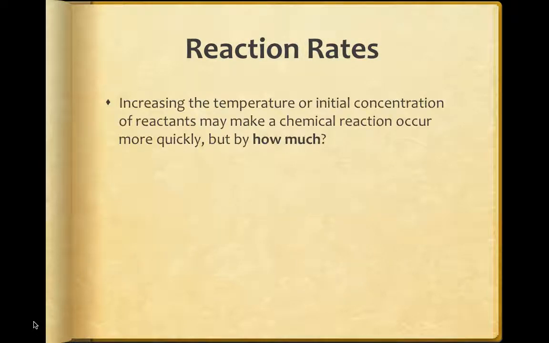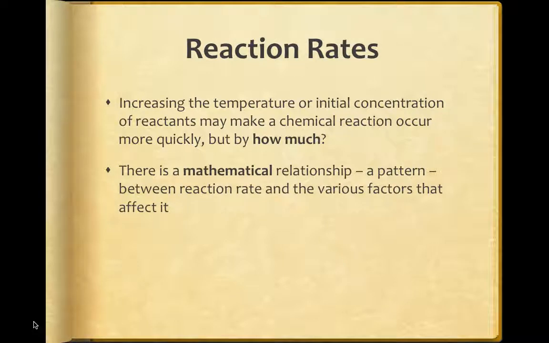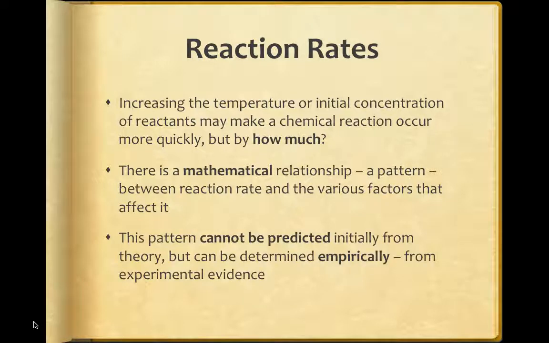So we know that increasing the temperature or initial concentration of reactants can have an effect on the speed of a reaction, but we don't know by how much. There is actually a mathematical relationship, a pattern, between reaction rate and the various factors that do affect it. This pattern cannot be predicted just from theory. An experiment needs to be done to figure this out, and it's only through experimental evidence that we can figure out the impact of these different factors.